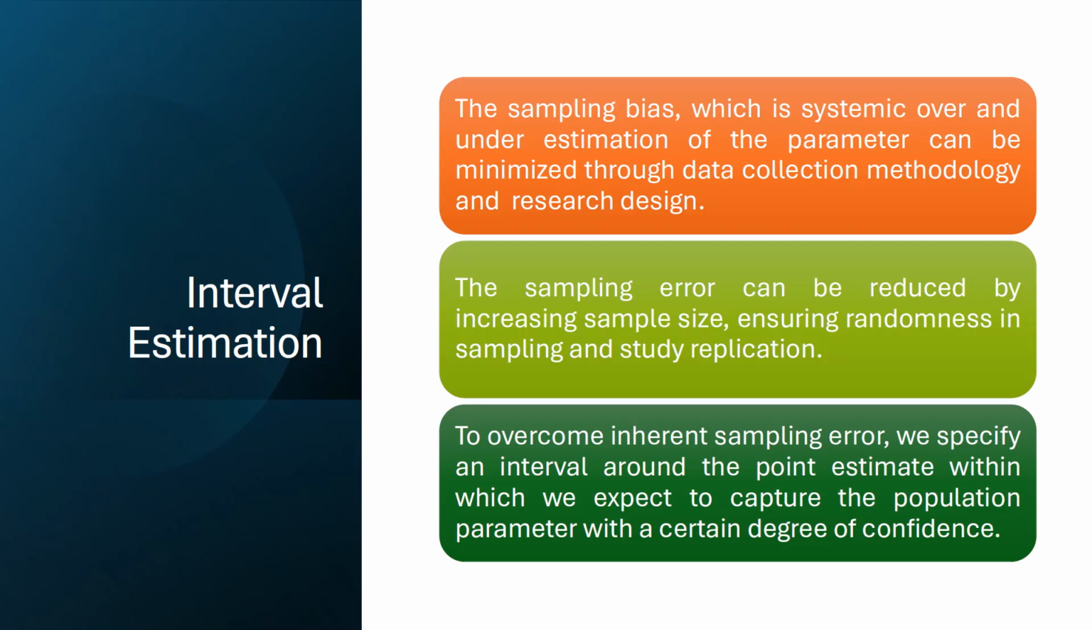Now, the sampling error is inherent. We cannot do away with it. So to overcome the inherent sampling error, we enhance the point estimate by bringing an interval around the point estimate within which we expect to capture the population parameter with a certain degree of confidence. The degree of confidence is also called the confidence level, and the width of the interval is also called the confidence interval.